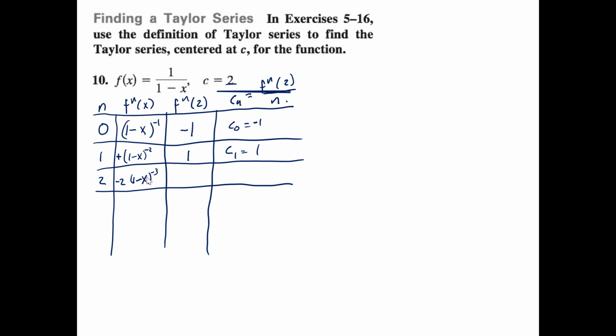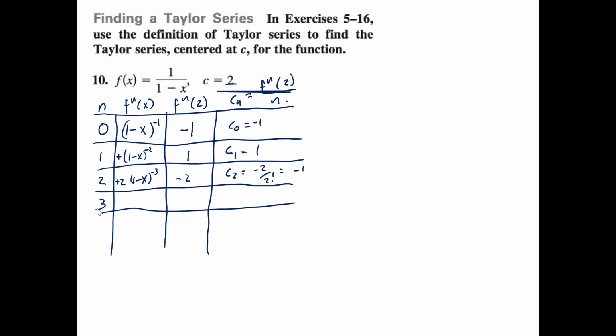Same inside, times the derivative of the inside, and so now you get a positive 2. When you plug in the 2, 1 minus 2 is negative 1, but negative 1 to the negative 3 power is negative 1. And so then you get negative 2. But then for C2, you're going to take your negative 2 and divide it by 2 factorial, which is just going to be negative 1.